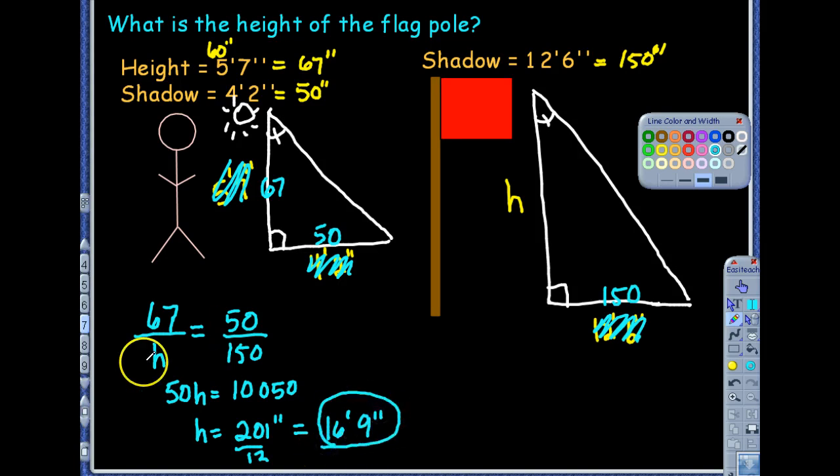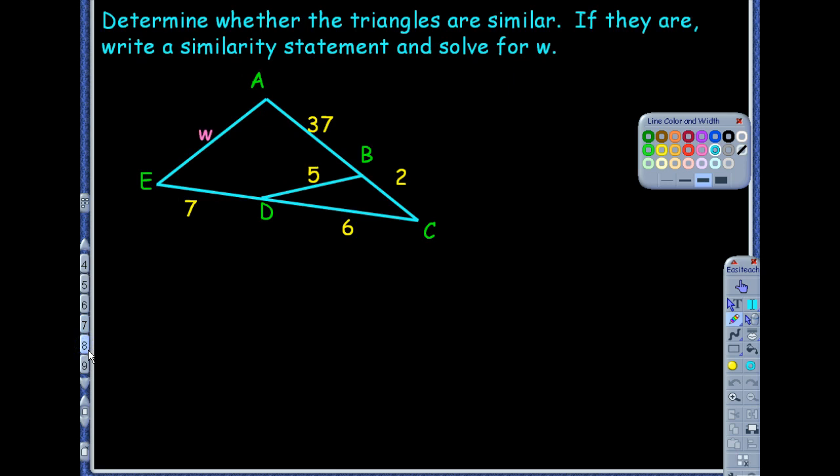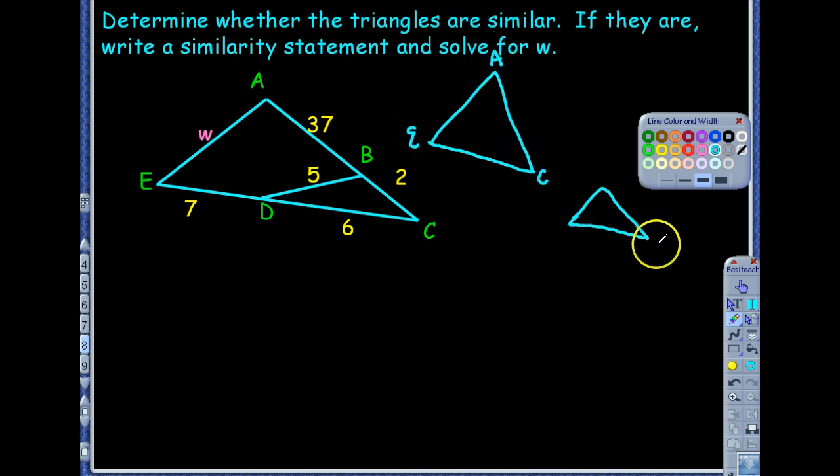Okay. Next one. This one says determine if the triangles are similar. And if they are, then we're going to write a similarity statement and solve for W. So right now, we don't even know that these triangles are similar. So the first thing that I see is I've got some triangles here that overlap. So what should I probably do first? Let's redraw them. And guys, while she's redrawing them, bottom line in this one, I definitely redraw, because how they're drawn doesn't show the correspondence necessarily.